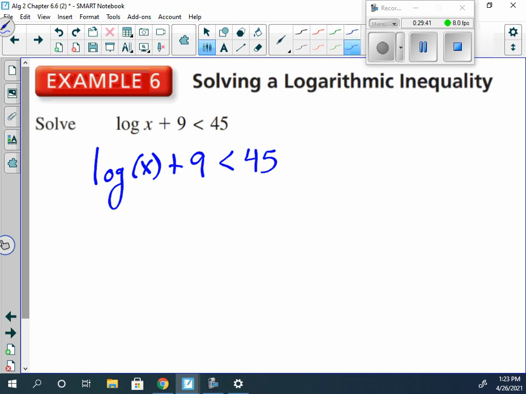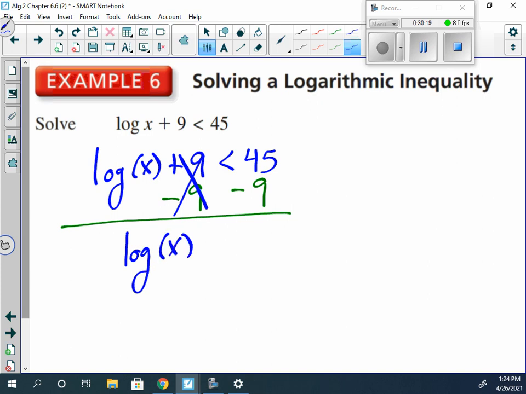We're going to look at this one twice. I want to look at it once where x is inside the logarithm, and once where x plus 9, that entire statement, is inside the log. For solving this, we need to get the logarithm by itself first. And we can do that by doing what? Subtracting 9 from both sides. We need to get the log by itself, and right now we have log of x plus 9. Well, 9 minus 9 will give us 0. So we'll have log of x is less than 36.